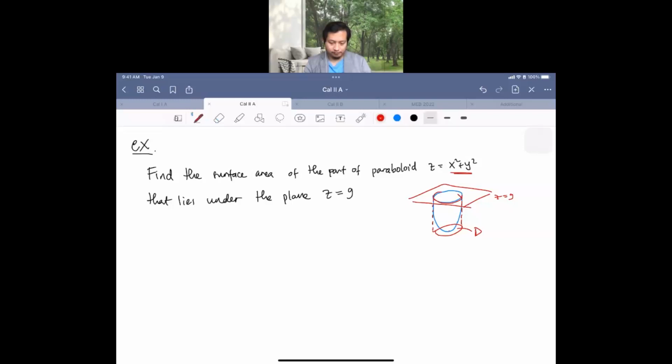So we could write some restrictions that we have. When z is equal to 9, we have x squared plus y squared equal to 9. And we could write down the area directly, or maybe just write the formulation first. This should be 1 plus partial x squared plus partial y squared.